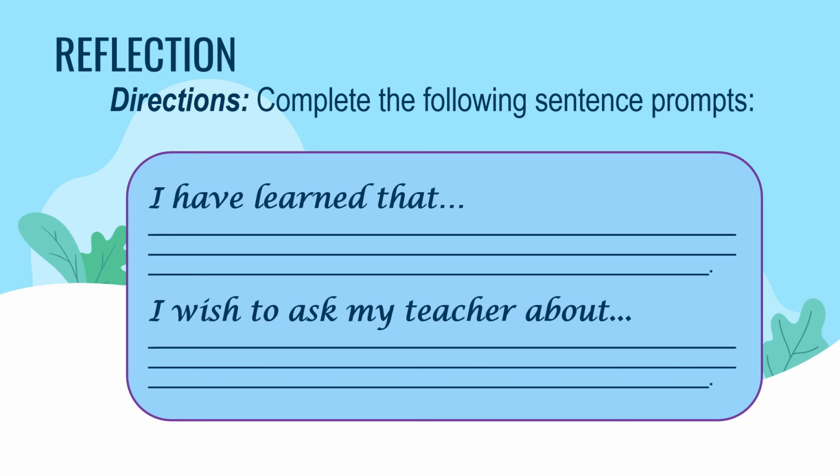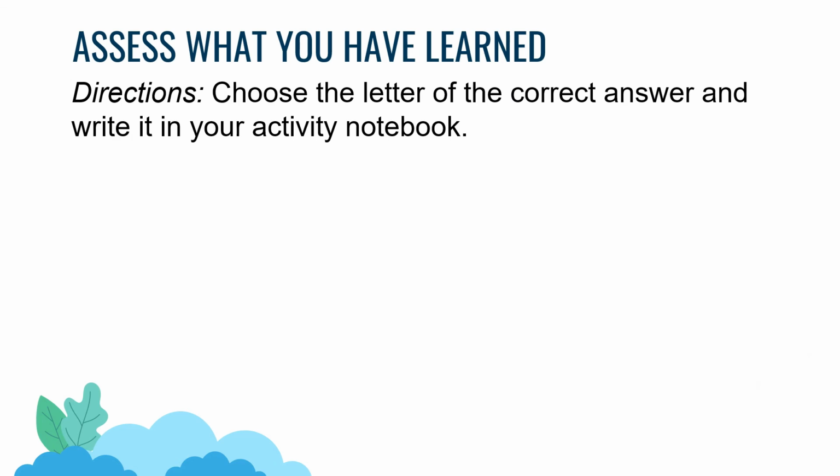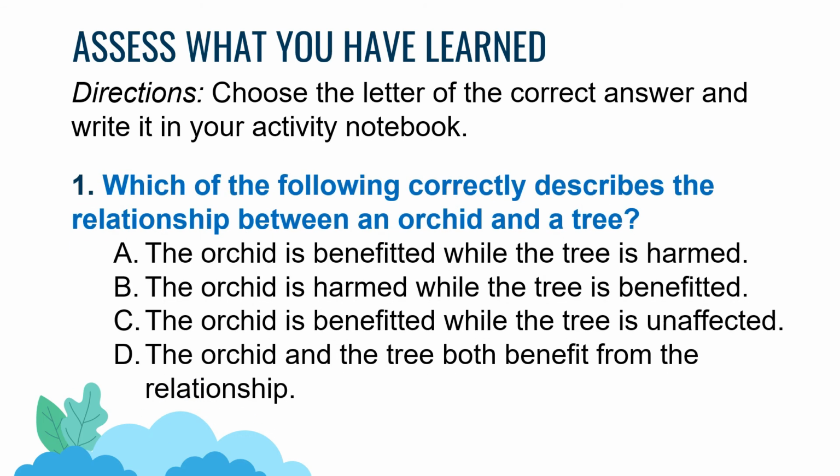And now we are down to the last part of this video lesson. We are going to assess what you have learned. Directions: choose the letter of the correct answer and write it in your activity notebook. 1. Which of the following correctly describes the relationship between an orchid and a tree?